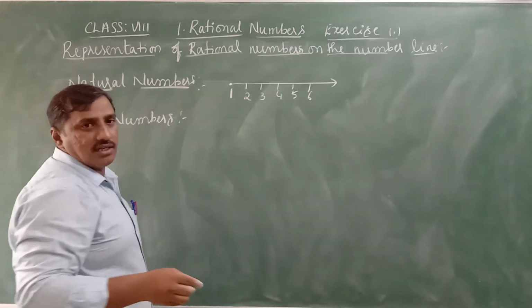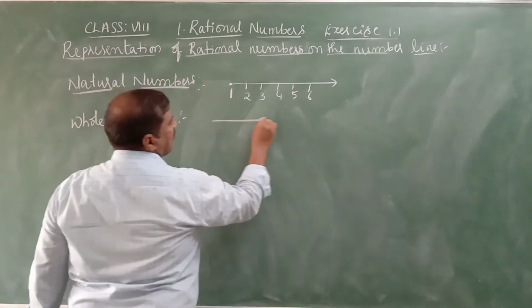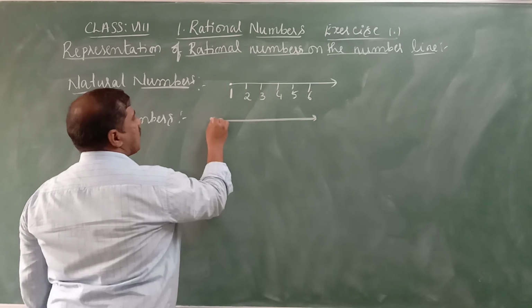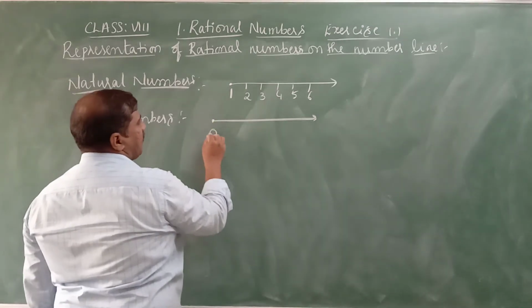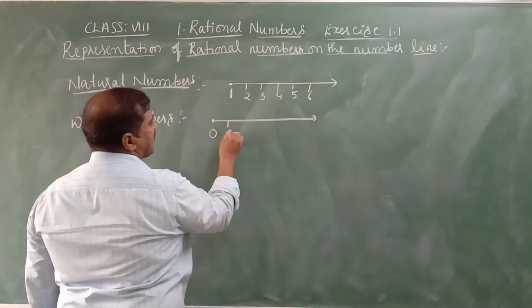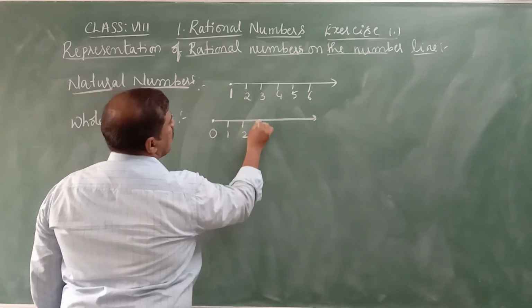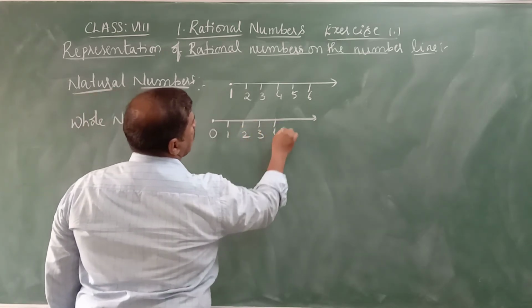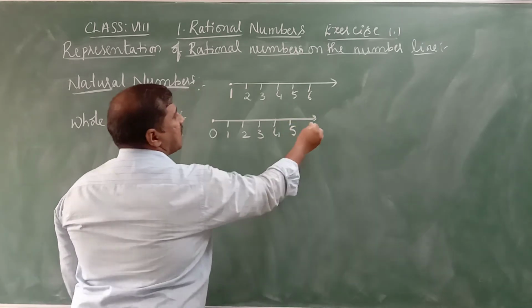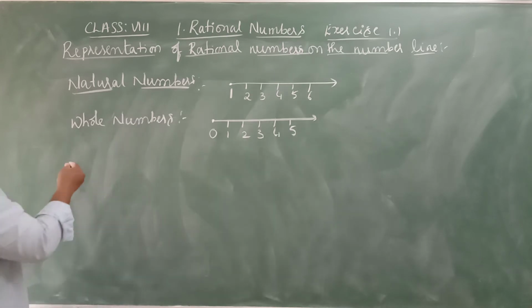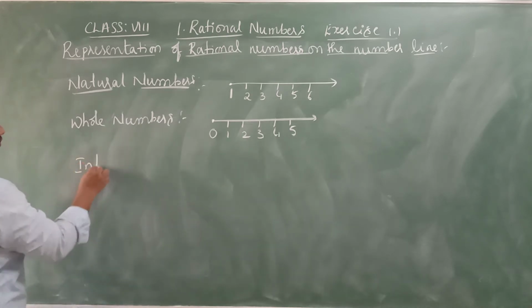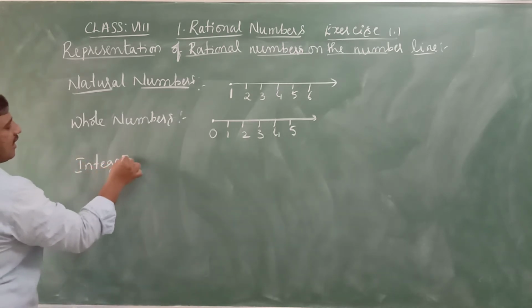They start with 0. Yes, similarly we represent the whole numbers like what we represented natural numbers. So the first number is 0, then at equal distances we represent 1, 2, 3, 4, 5 and so on. So this is the way of representing whole numbers. Now integers, how do we represent integers?